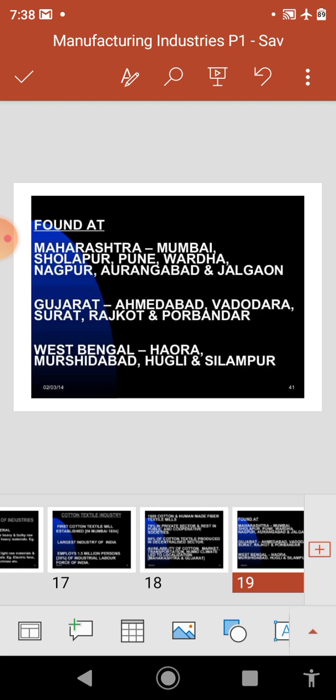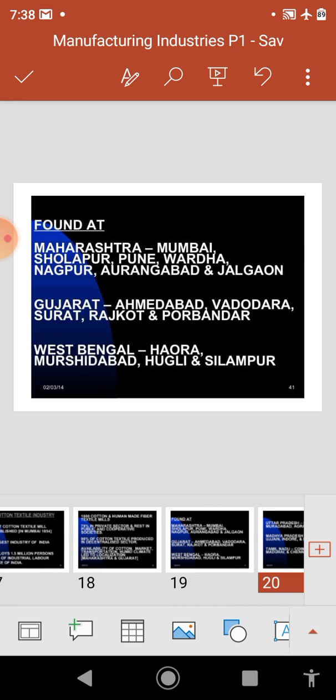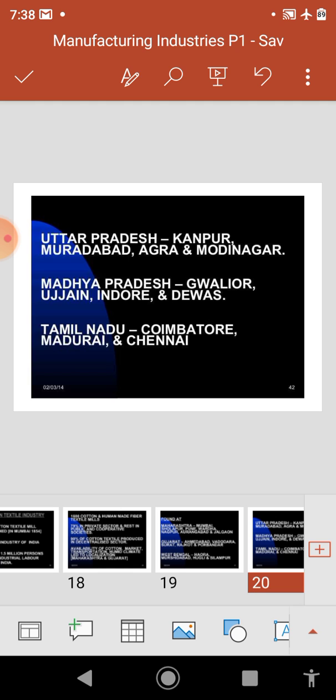Then the second important state is Gujarat. It is the second largest producer of cotton textile. This state accounts for over 23% of the mill cloth and over 8% of the yarn production of the country. Ahmedabad is the largest center where 73 out of 118 mills of Gujarat are located. Ahmedabad is the second largest center of the cotton textile industry after Mumbai.